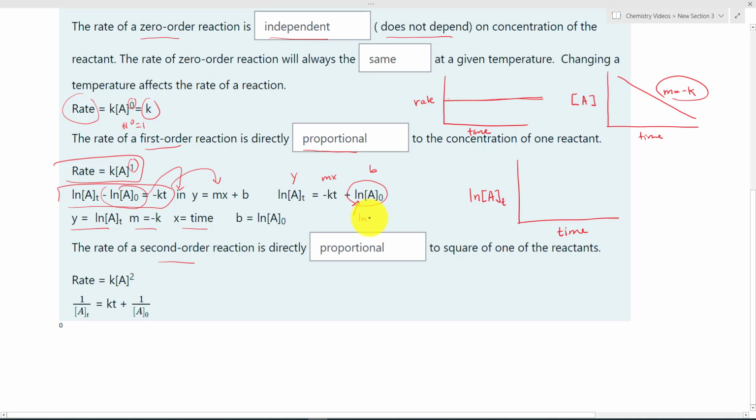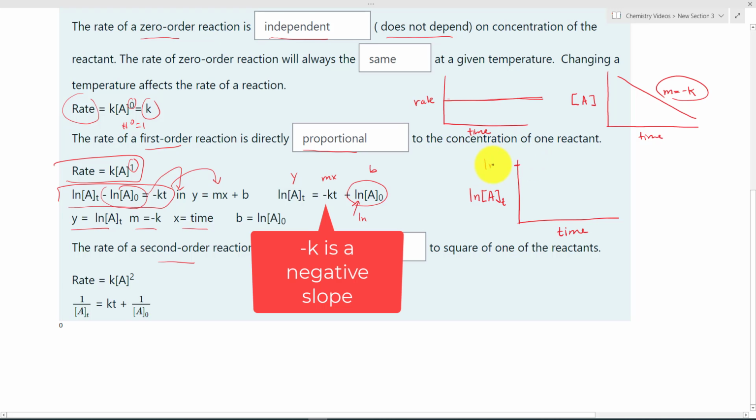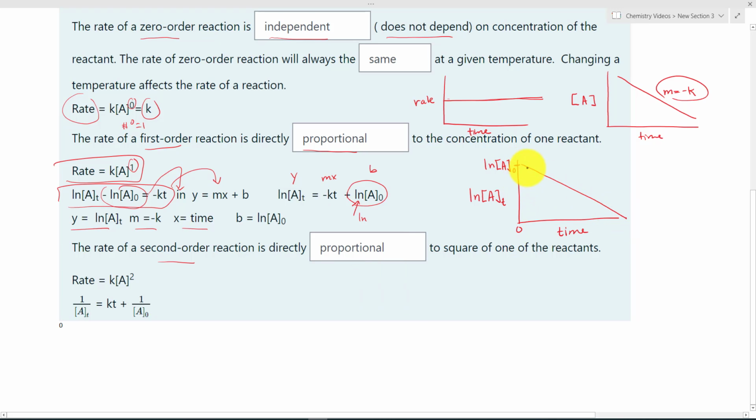So that's natural log. If I'm going to draw this graph out, we can see that we are starting at the value of natural log of the concentration of A at 0 seconds. This is 0 seconds. And over time, we have a straight line going down. So the concentration changes over time. This right here, your slope, of course, is going to be your negative k.